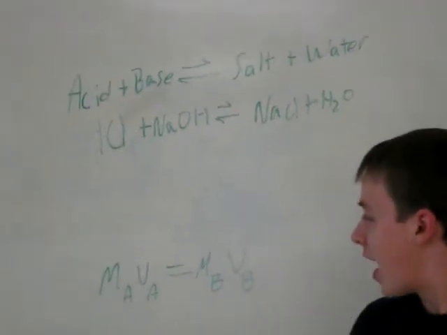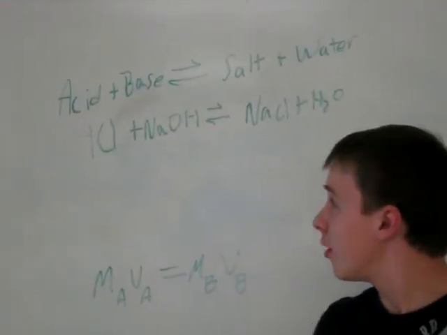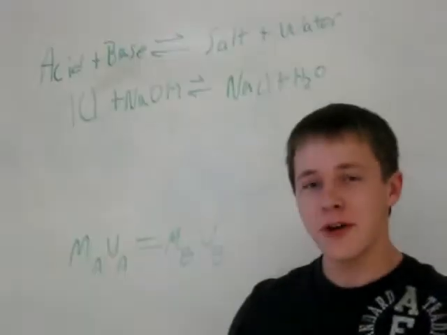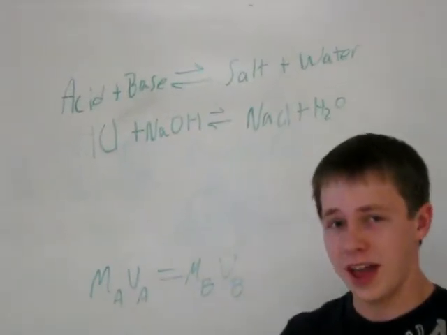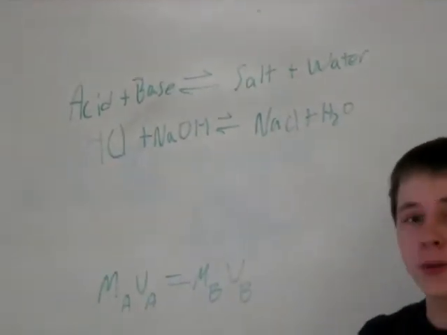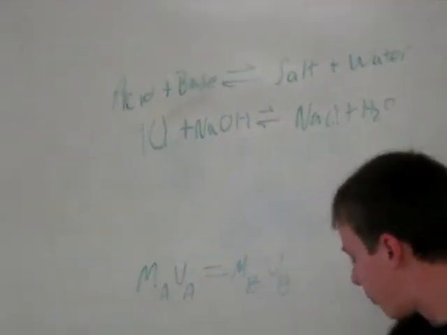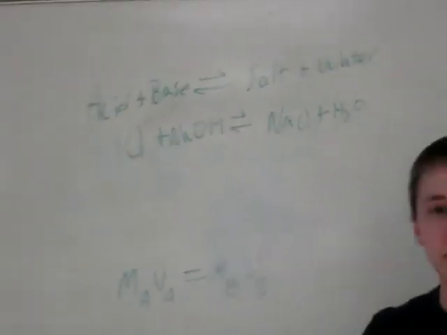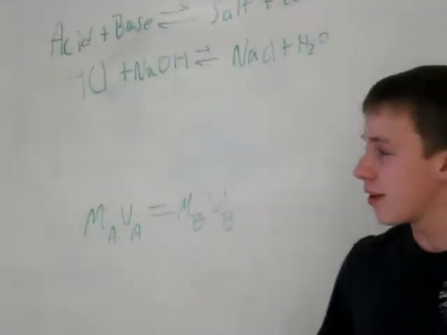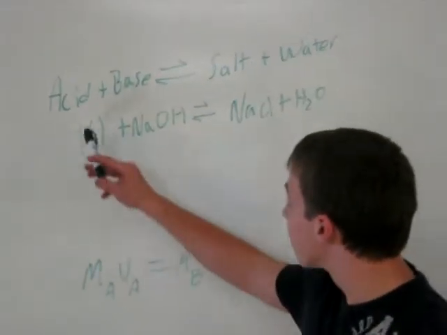So say we have an acid or a base that we do not know the molarity of. The way we find out what the molarity of the acid or the base is, is through a process called titration. And what titration is, is mixing an acid with a base until they are neutralized. And here we see that demonstrated up here on the board.